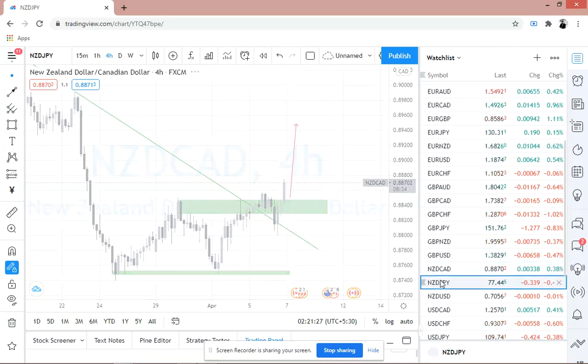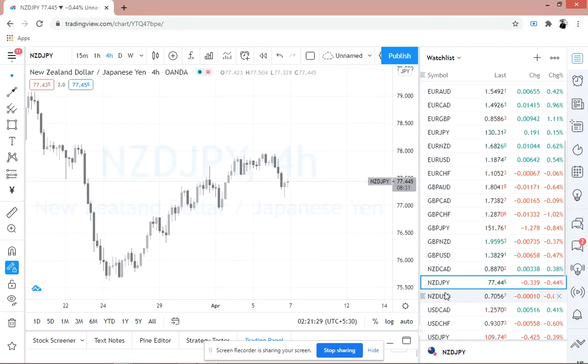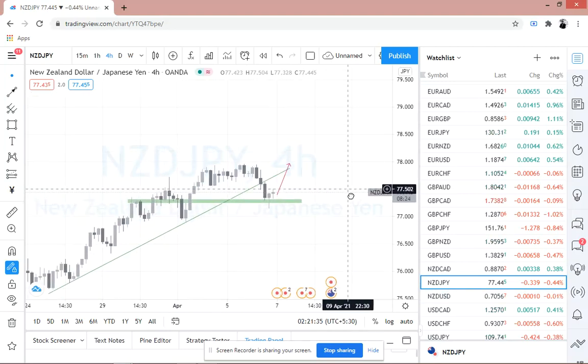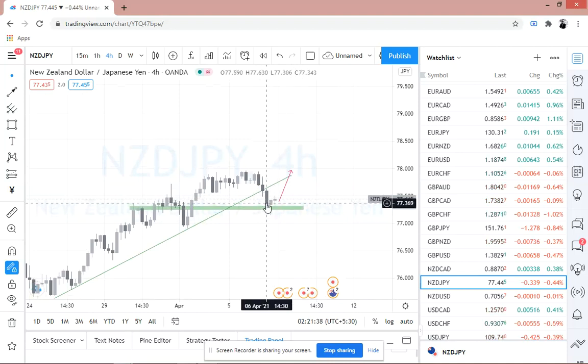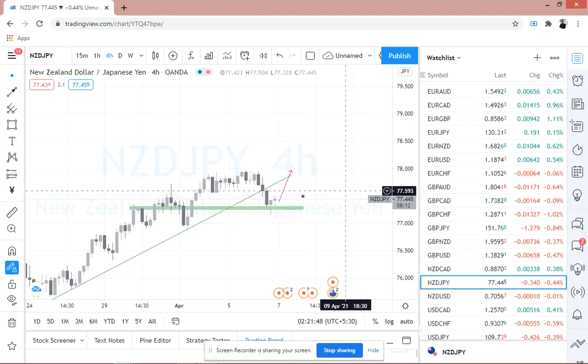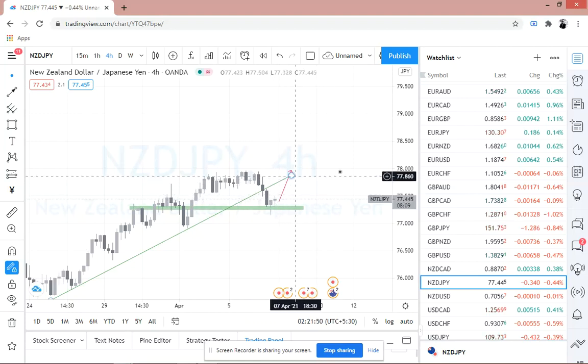Okay, that is NZD CAD. Here we have some buyers. Now we can see the market got rejection. After getting rejection, we have a hammer candlestick. Now a buyer's entry. So once the candle closes, you can start buying. Don't buy immediately. So pay attention. Once the candle closes, you can start buying.